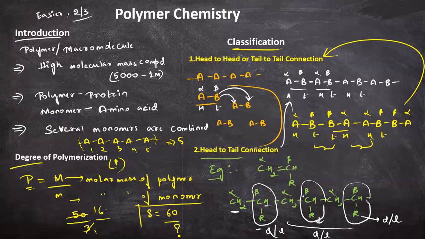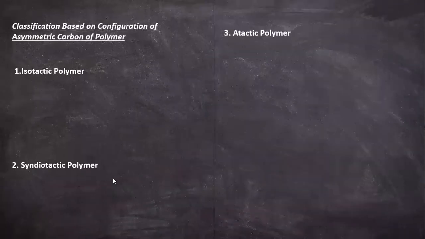So based on the configuration of the asymmetric carbon in a polymer, we can classify into different types. Okay, let me study that. Classification based on the configuration of the asymmetric carbon of the polymer. Let me take the same example itself.